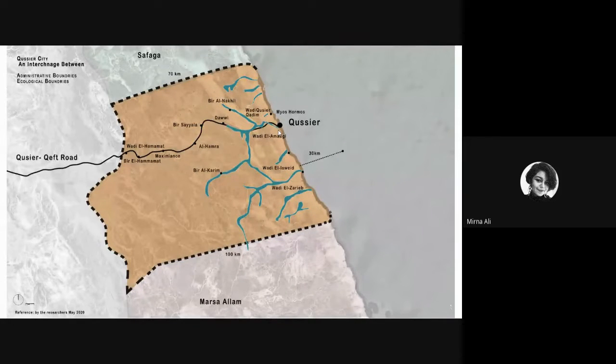We have Bir Nakhil, and studies show there are some settlements and sediments from the people who used to live there, and traces of wells at Bir Nakhil. Dawi, as a mountain, also has traces and even a fort where there used to be a well. Then Bir Sayela, Al Hamra, Maximin, and Bir Al Hamamat, finally to Wadi Al Hamamat, 30 kilometers from the city of Qusair, connecting to the Qusair Qift Road. So next, please, Priya.